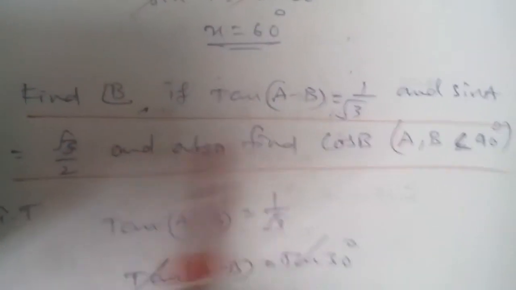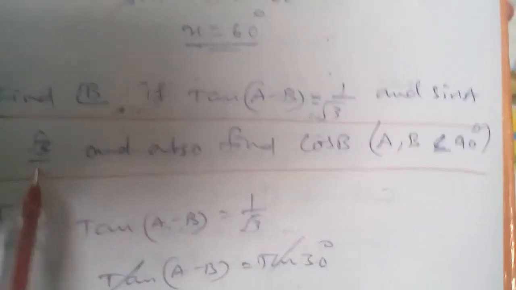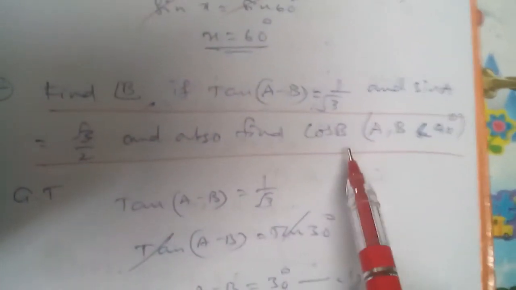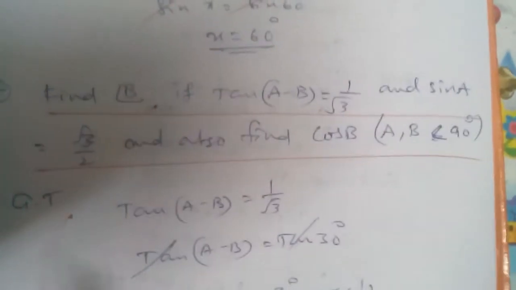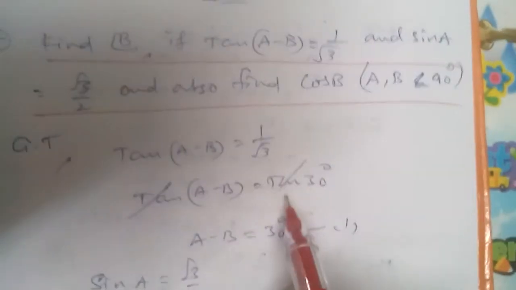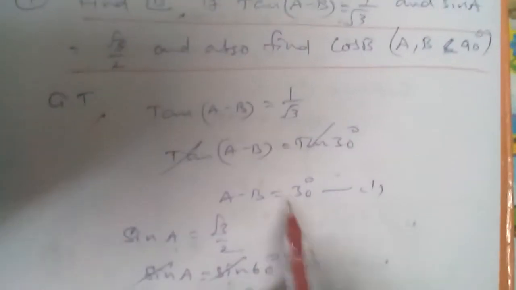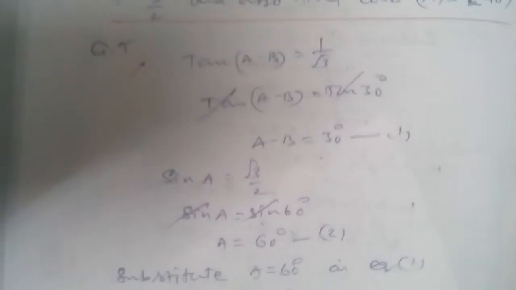Next, fourth question. Find the angle B if tan A minus B is equal to 1 by root 3, sin A is equal to root 3 by 2, and also find cos B value. So given values are tan A minus B is equal to 1 by root 3. Tan A minus B is equal to 1 by root 3 means tan 30 degrees. So tan can get cancelled. A minus B is equal to 30 degrees.